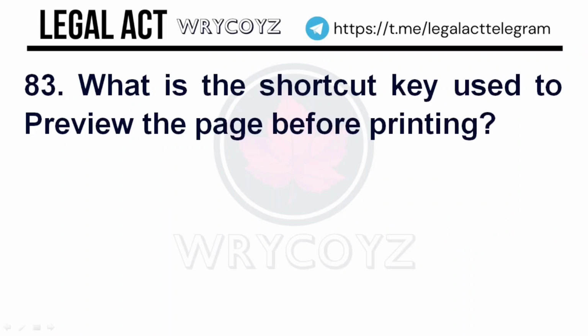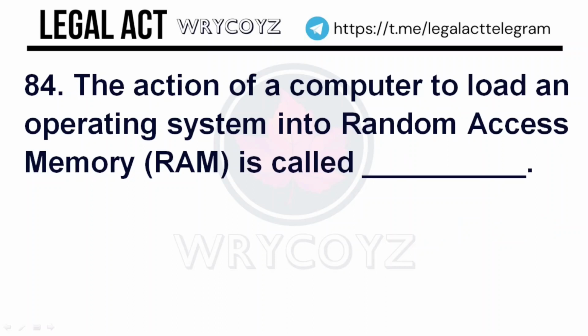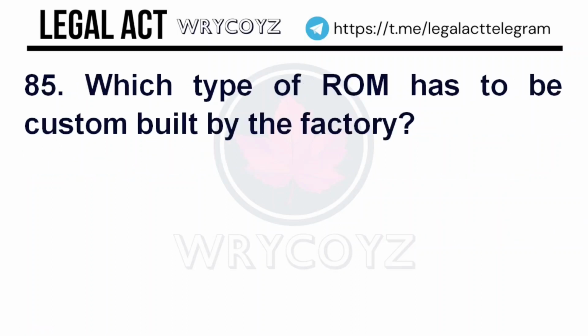83. What is the shortcut key used to preview the page before printing? Answer is Ctrl plus F2. 84. The action of a computer to load an operating system into random access memory is called. The answer is booting. 85. Which type of ROM has to be custom built by the factory? Answer is mask ROM.